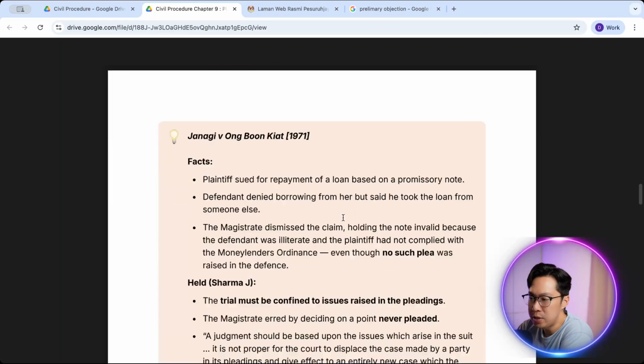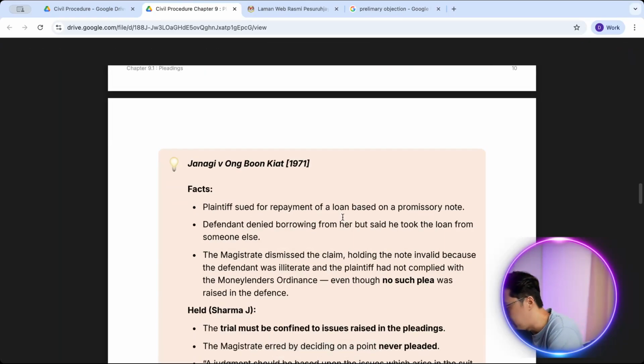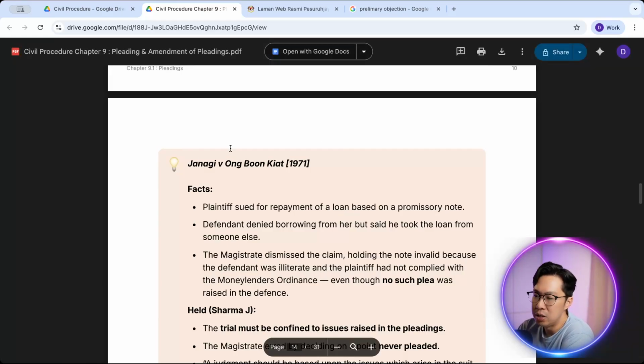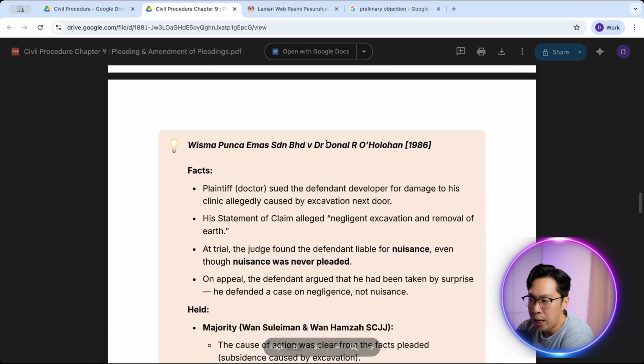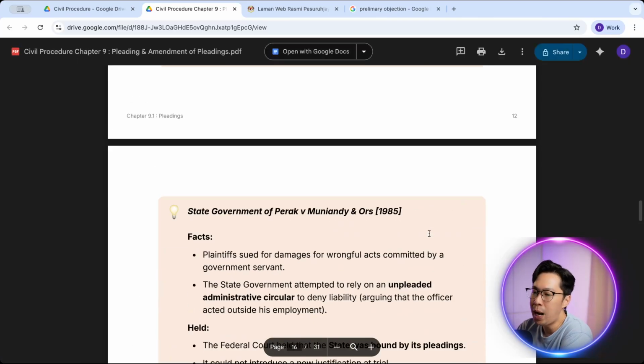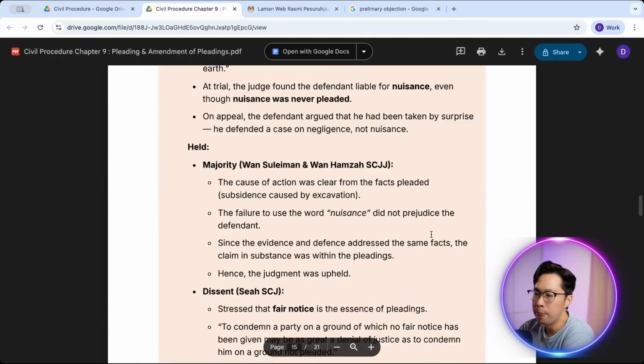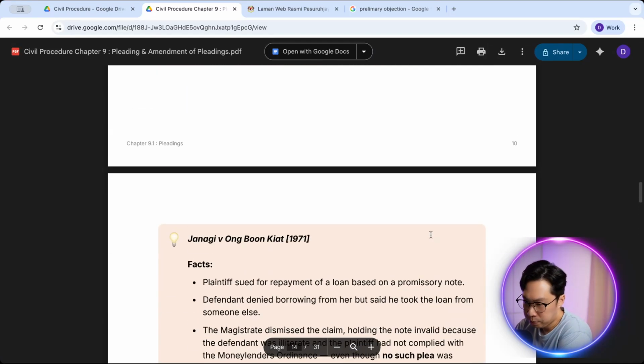So the first one, you always go. Now, there are so many cases here, but the often quoted cases by judges are Janaki and Ong Kiat, and also Wisma Punca Emas. These are the 2 common cases, but I give you more because I wanted to explain. You can also quote Lee Ah Chaw. Okay, now let's look at it.